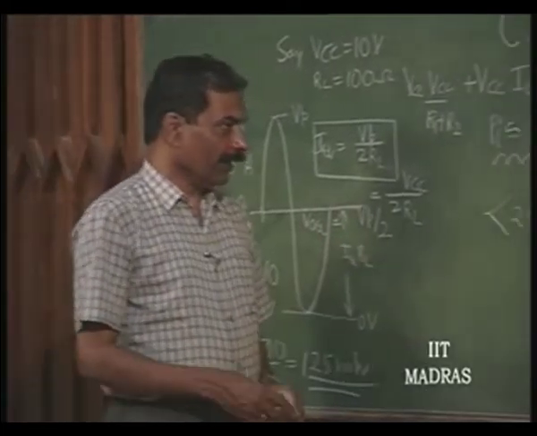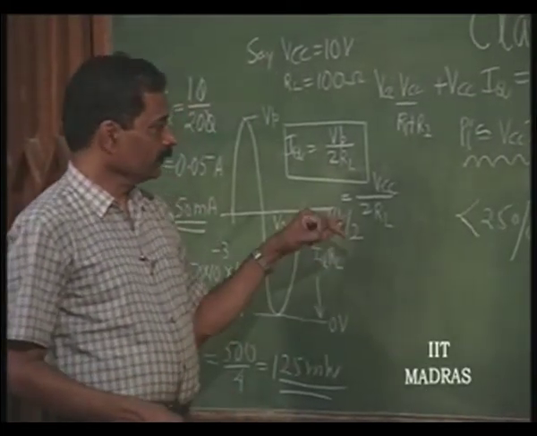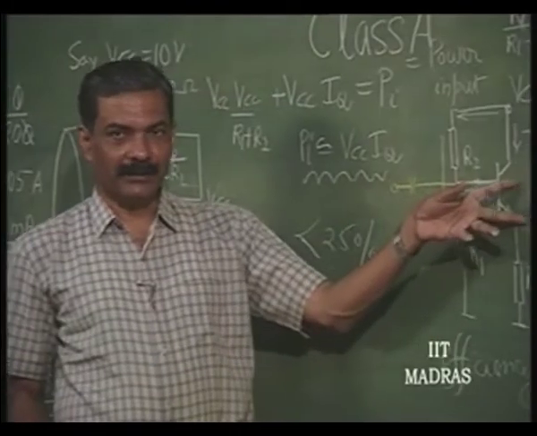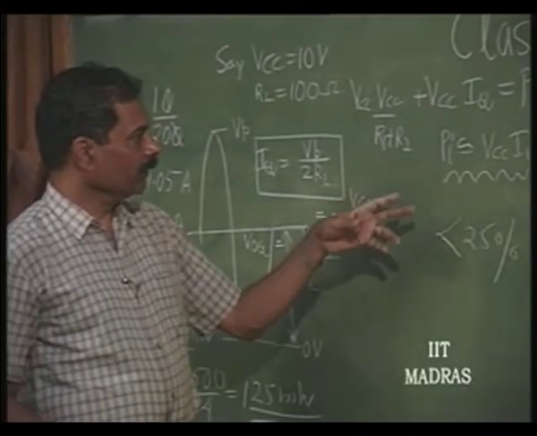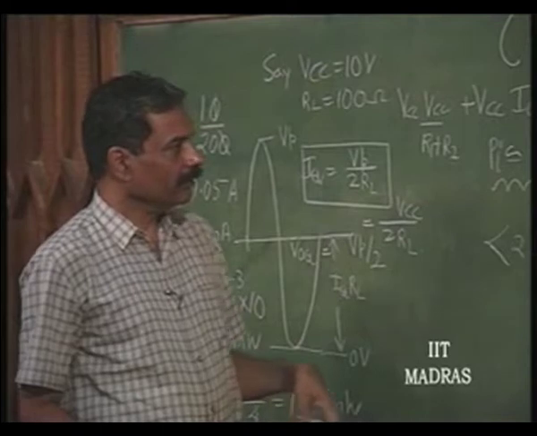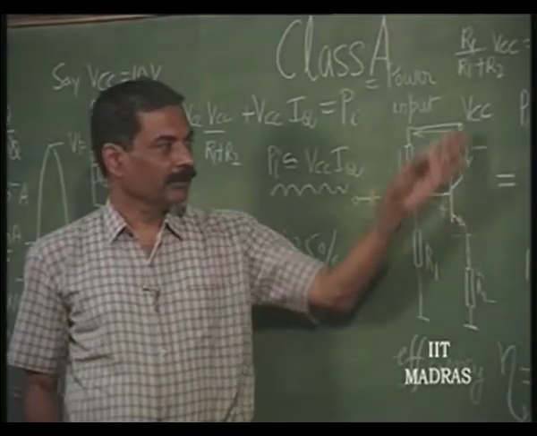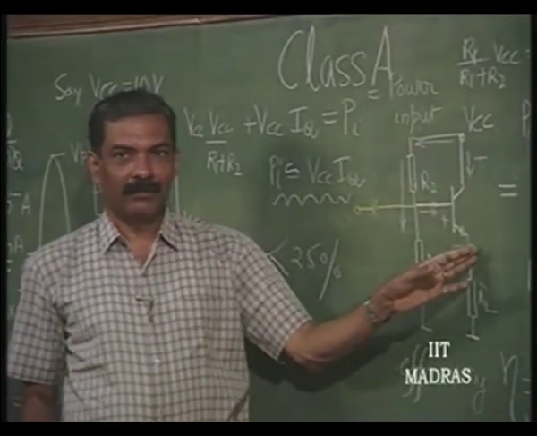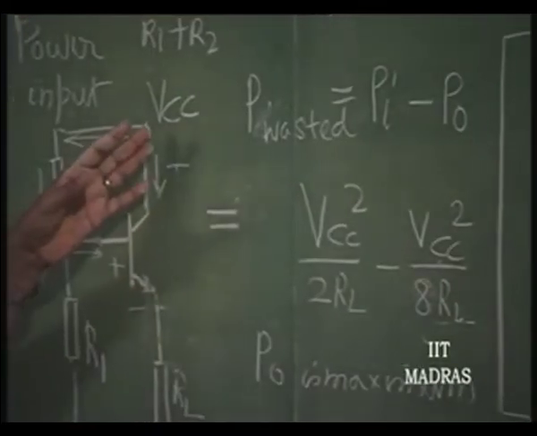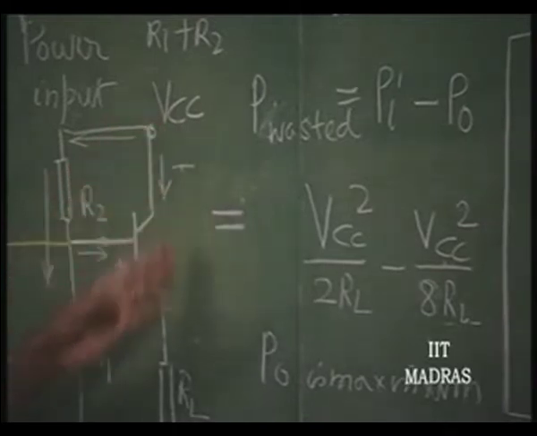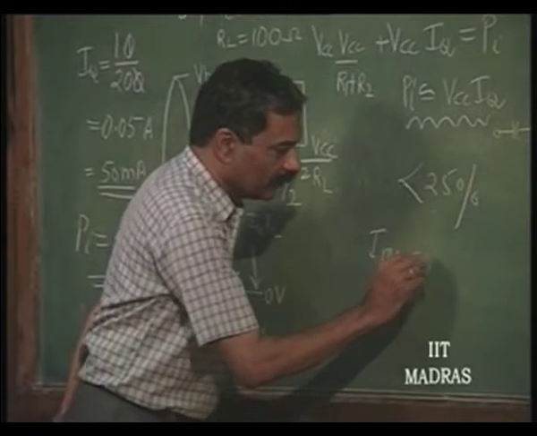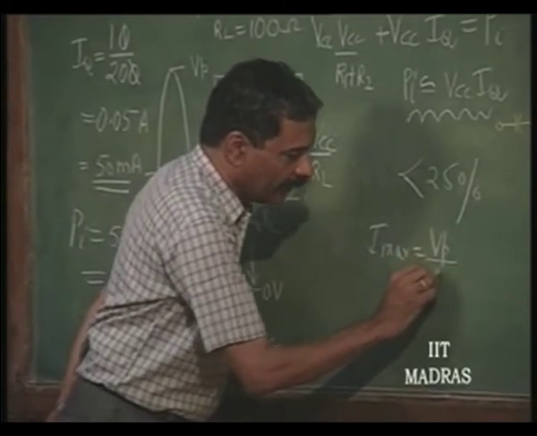In the power stage, apart from the power that is to be dissipated in the active device, the current and the voltage are also important. The maximum current is the peak current when this voltage goes to V p, that is V c c itself. So, the maximum current in this circuit, I max, is going to be V peak divided by R L.